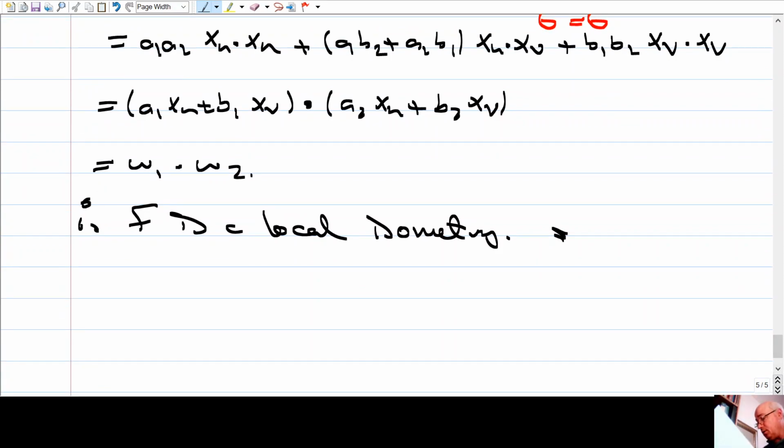Well, here are two examples. Let me see if I have time. Okay, I don't have time. Let me stop here. Next time I'll remind you of these definitions and do two examples.